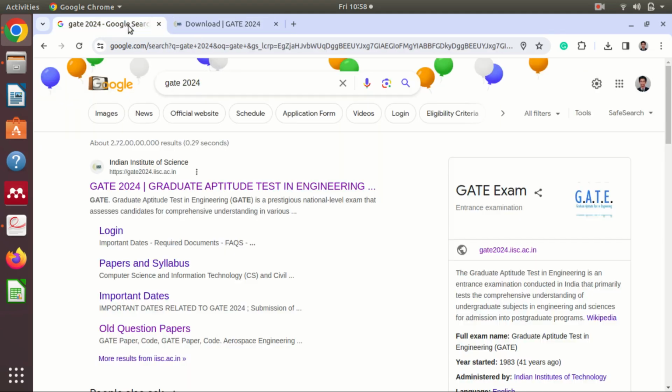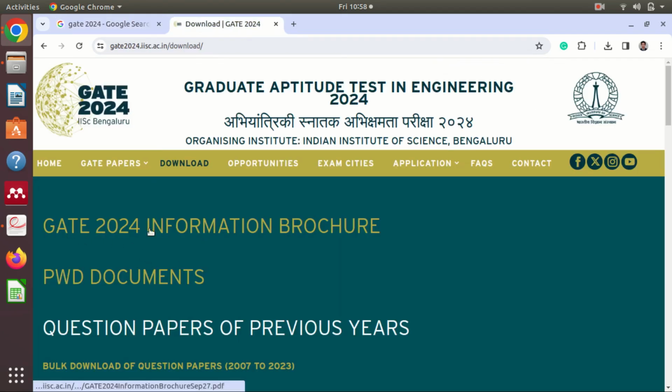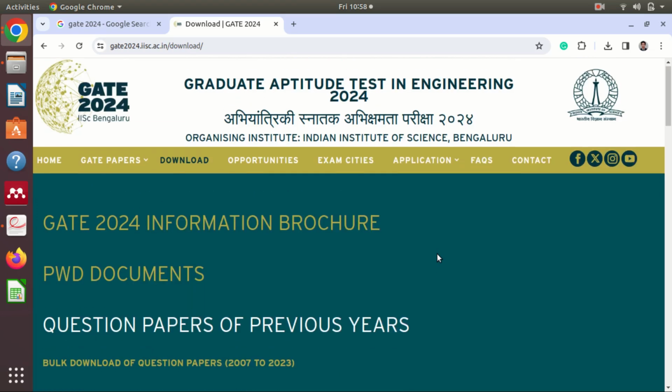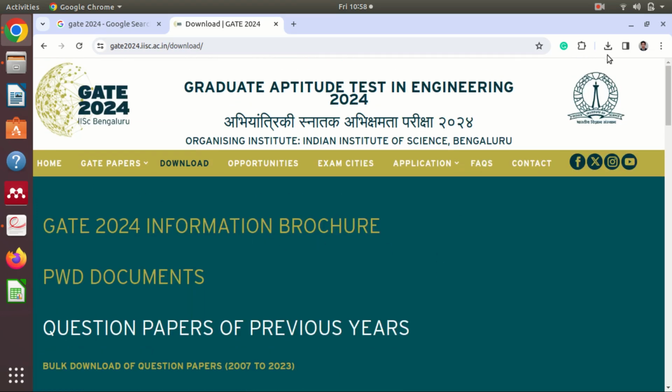So if you type GATE 2024 you will get this first website, and I have clicked on this, and here you can go to the download section and you will see there are a lot of sections, a lot of tabs here. So this first one is the information brochure. You have to download this and you have to read this carefully. You can also get question papers for previous years according to your subject. So I have already downloaded this information brochure, so I will directly open this.